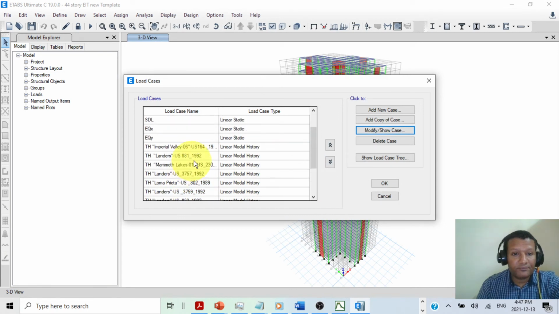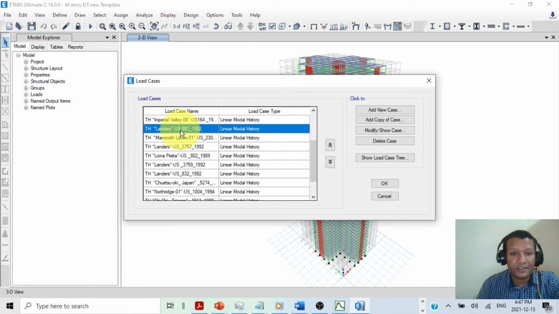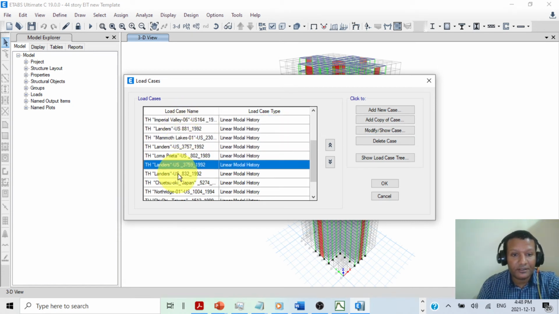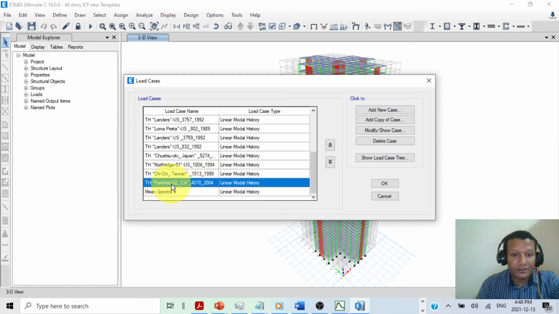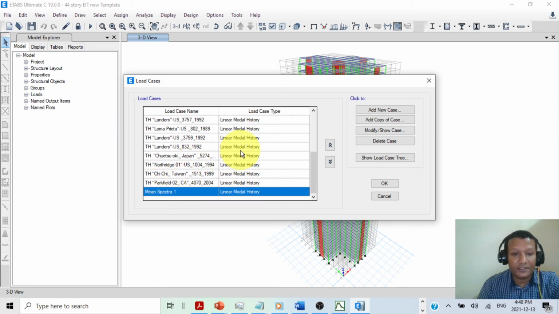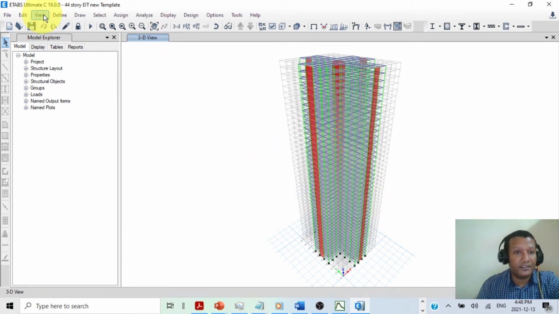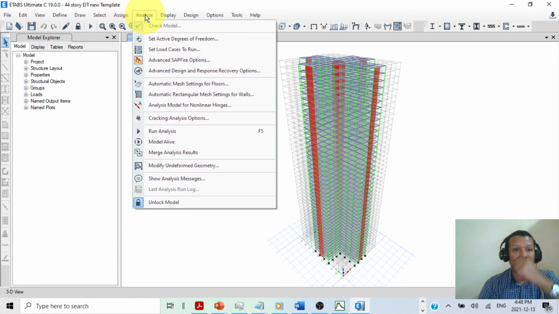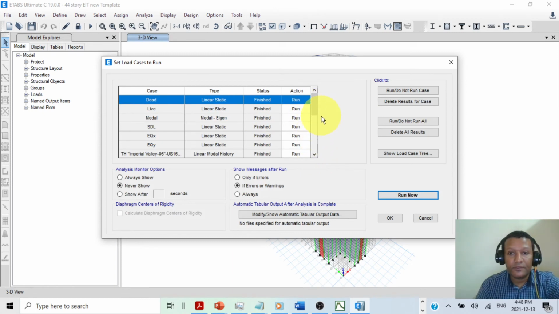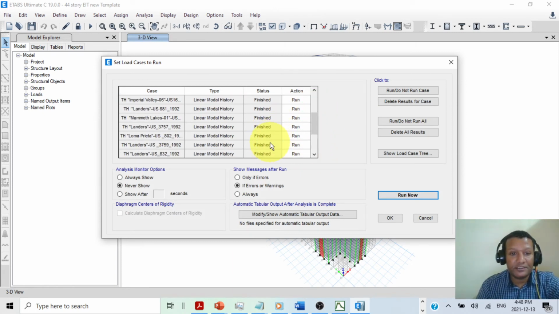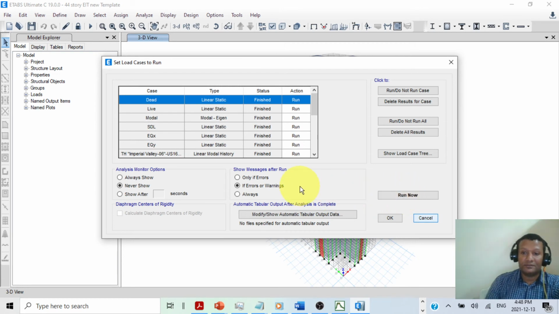So all the earthquakes are here. These are the load cases: Imperial Valley, Landers, Mammoth, Loma Prieta, and every other one, and the mean also is here. So we will run our analysis. It's already run. Load case, all is finished. As you can see, everything is finished, so no need to run, it's already run. But let me show you the outputs.